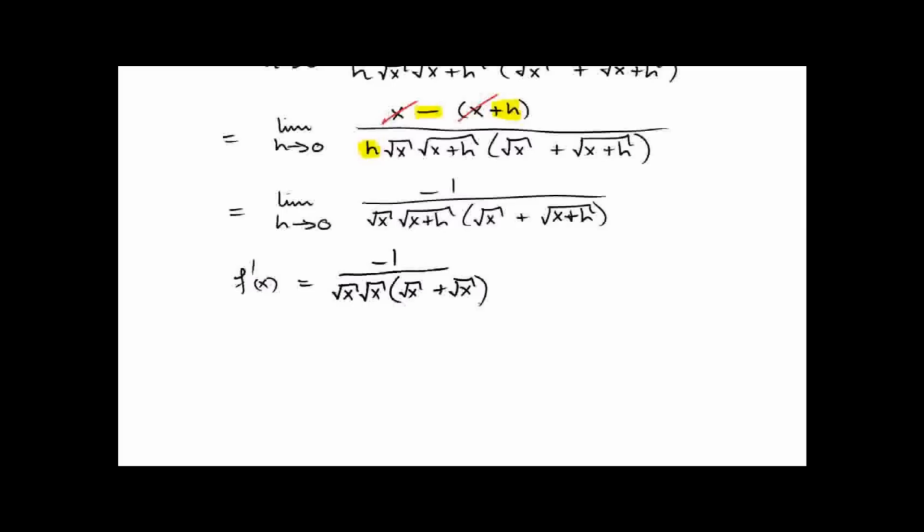And also, would you agree, this is the first time that I've dropped the limit as h goes to 0, because I've actually put in 0 for h. So this is minus 1 divided by, are we agreed that root x multiplied by root x is just x? Now what's root x plus root x? 2 root x. So you could say that f dash x equals minus 1 over 2x root x, and that would be perfectly right. Okay? Minus 1 over 2x root x.